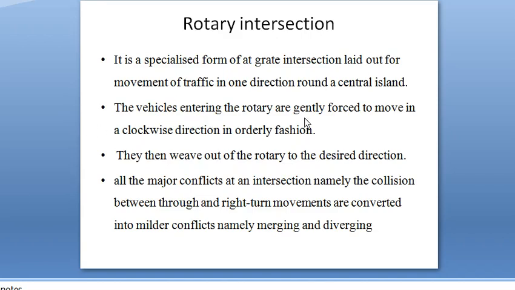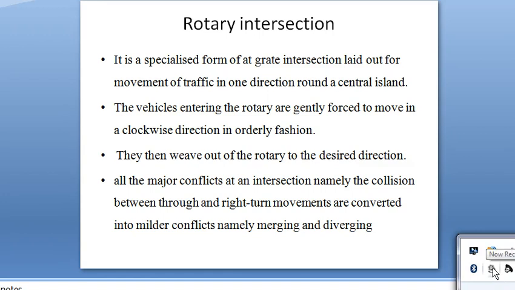The vehicles entering the rotary are generally forced to move in a clockwise direction in an orderly fashion. Then they weave out of the rotary, leaving in the desired direction. All the major conflicts at the intersection, namely the collision between the right turn movements, are converted into milder conflicts, namely merging and diverging. There will be only merging and diverging operations without any major conflict. So this is the main advantage of the rotary intersection. Here the necessity of stopping for crossing streams of vehicles is eliminated.